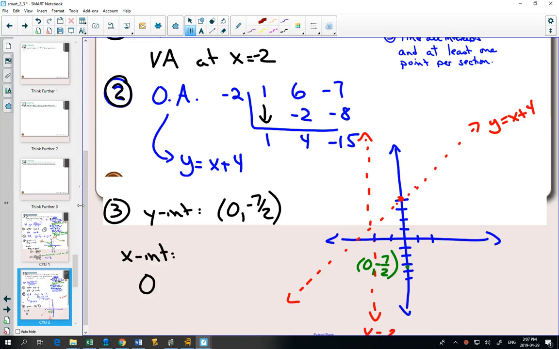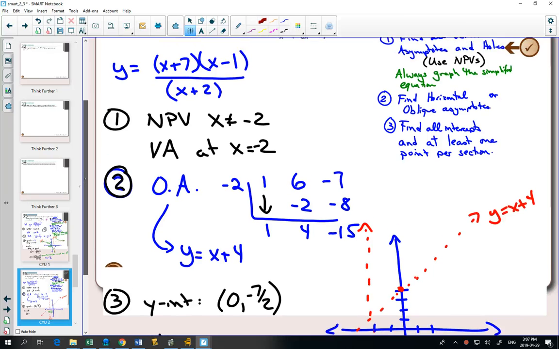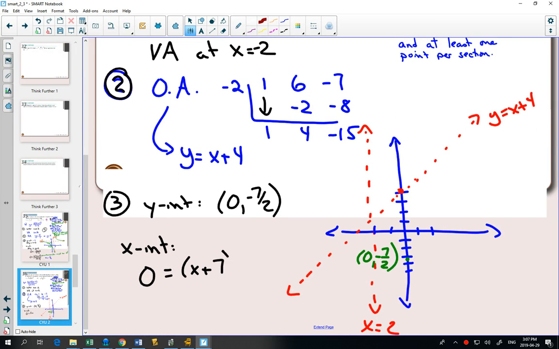So if we use the factored form for finding our x-intercept, we have 0 equals x plus 7, x minus 1, over x plus 2. Again, if we want a fraction to equal 0, that only happens when your numerator is equal to 0. So we're going to have one x-intercept at x equals 1, and the other x-intercept when x is equal to -7.